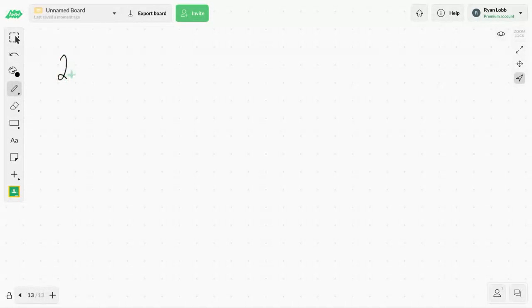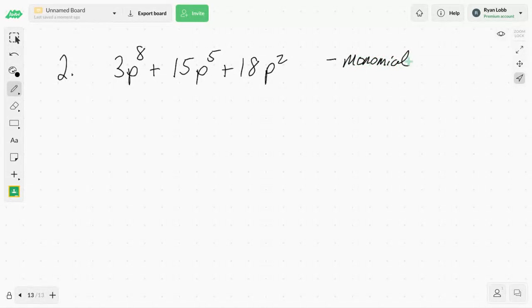So another one, factoring, right? We're factoring this completely. Let's go with 3p to the 8th plus 15p to the 5th plus 18p squared. Okay. So if we look at those, it kind of looks like a quadratic, but first we always want to be thinking monomial. What's in common here with those 3 terms? Well, take out a 3p to the 2nd.